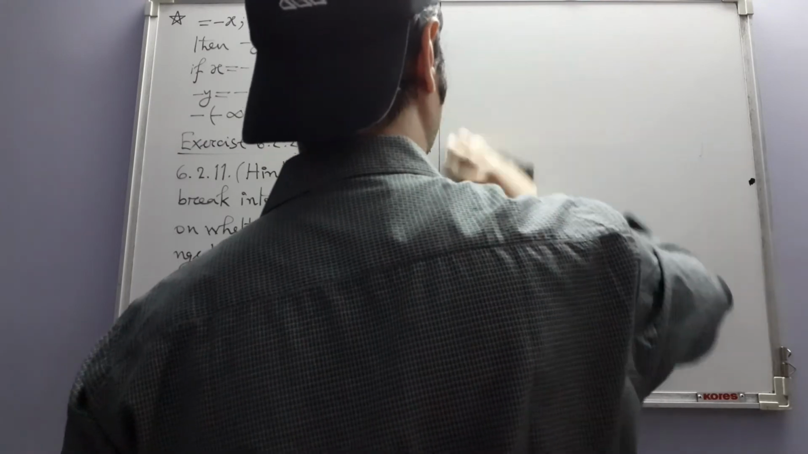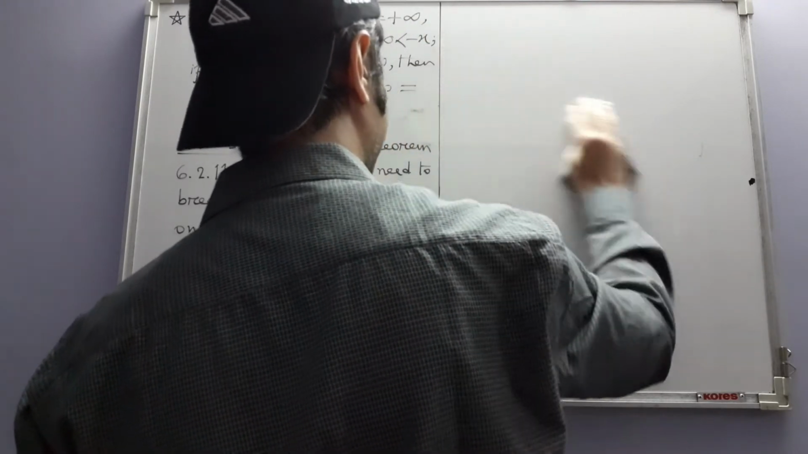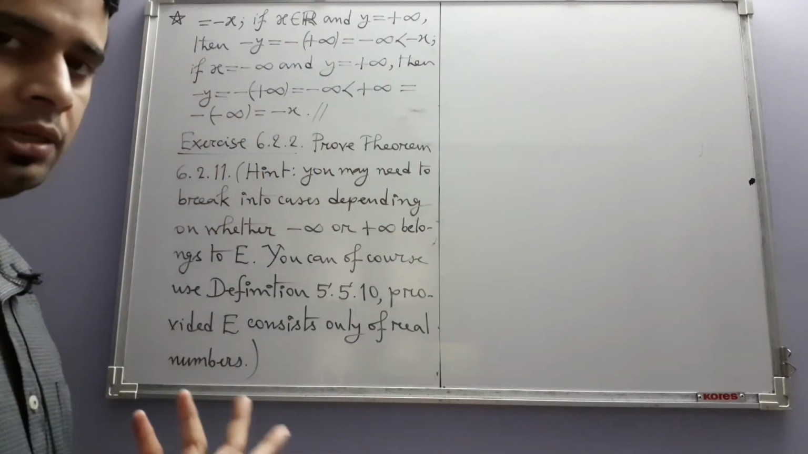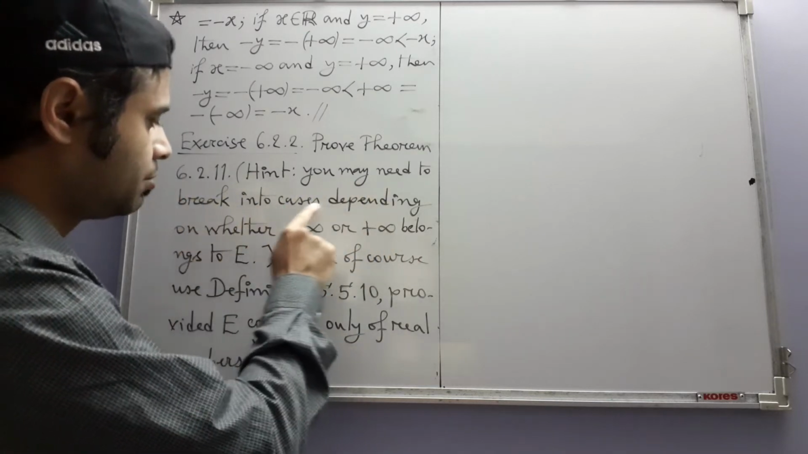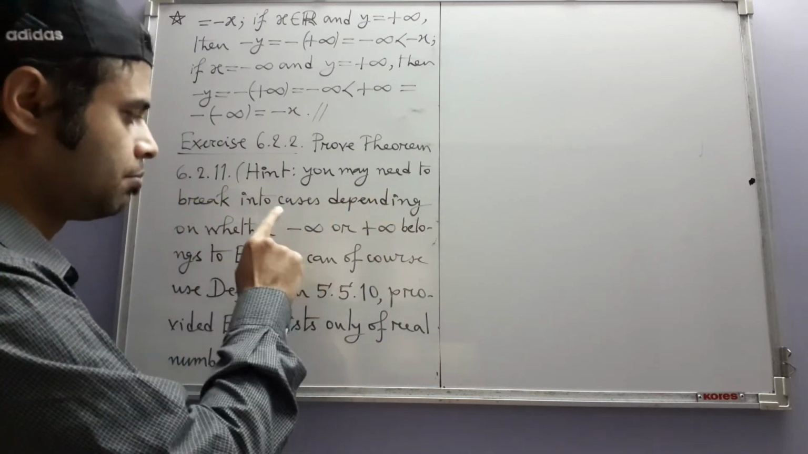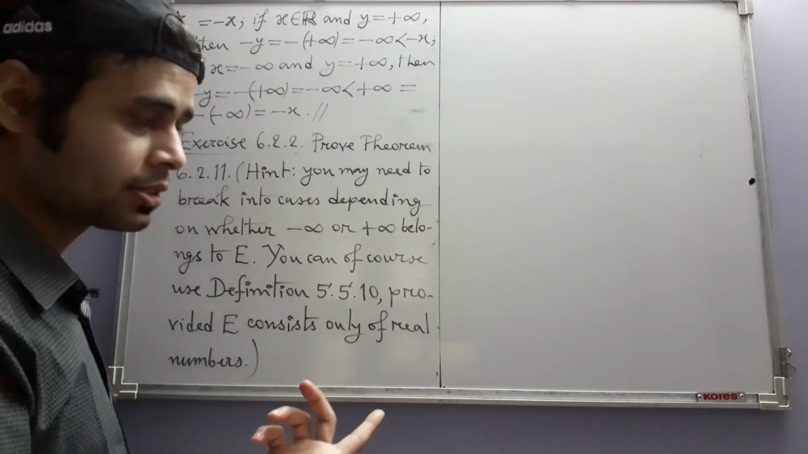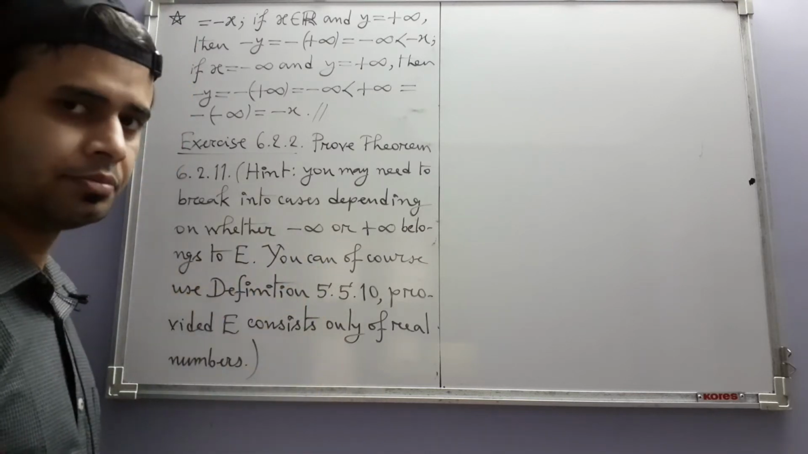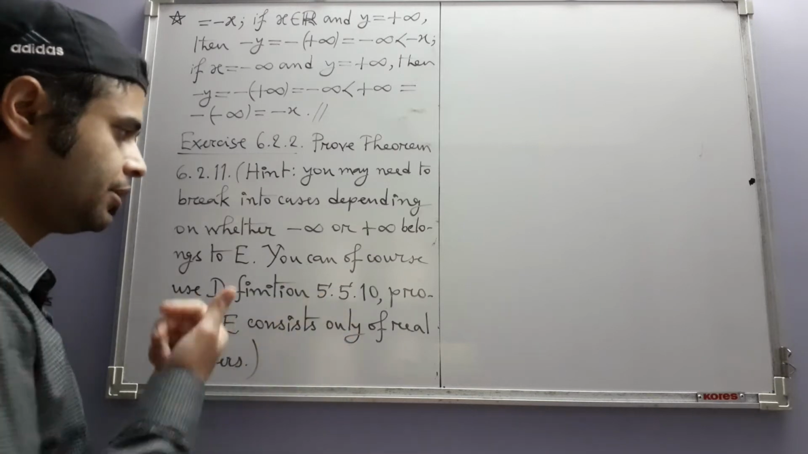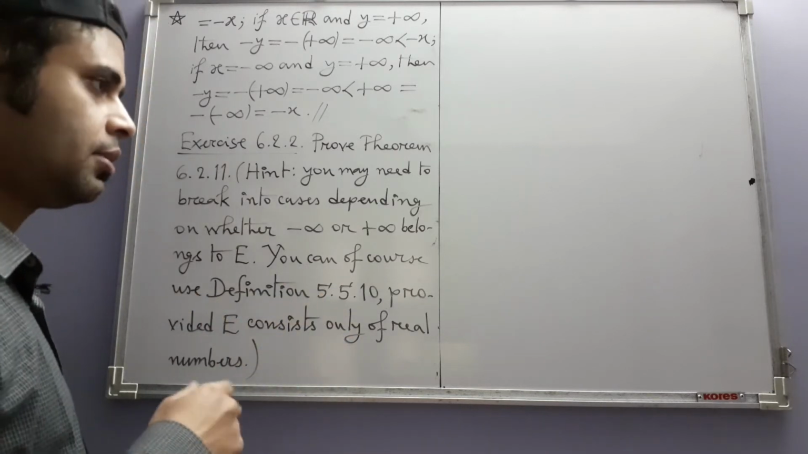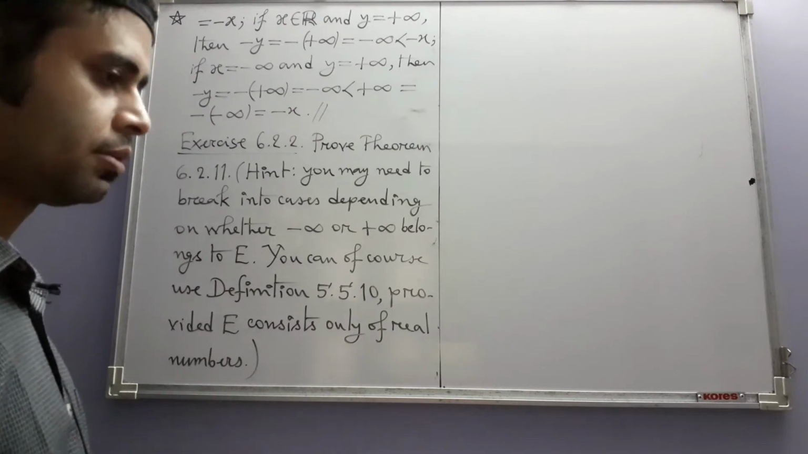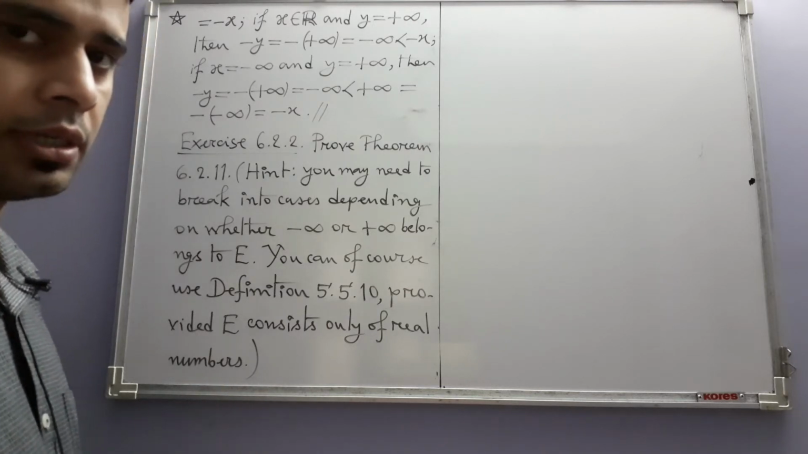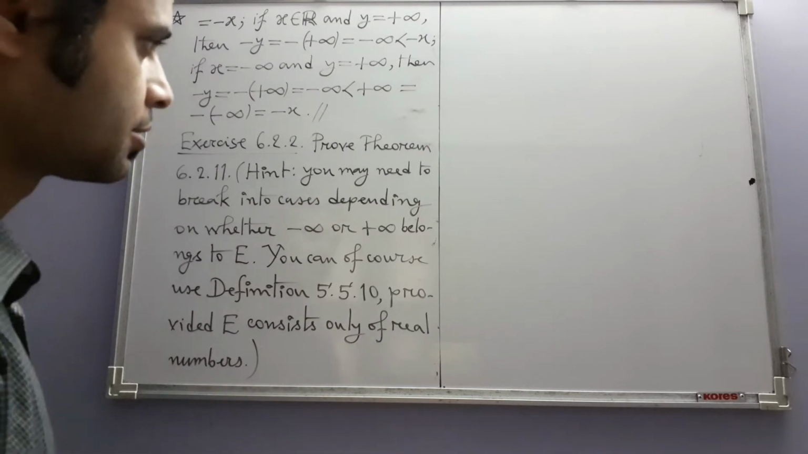If we are not careful, then we may end up with many cases. Of course, many cases will arise depending on, you see the hint, you may need to break into cases depending on whether minus infinity and or plus infinity belongs to E. So it may happen that plus infinity is in E, at the same time minus infinity is also in E, and the other case where it is not in E, and many such other cases.